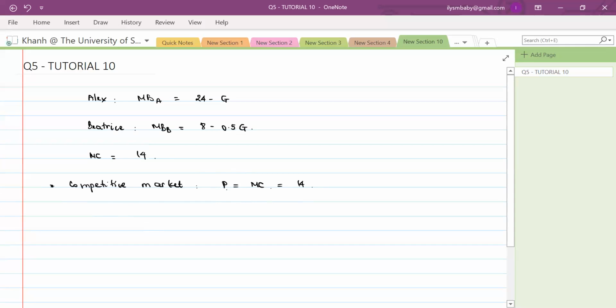At this price, as you can see from here, for Beatrice, the price is higher than the marginal benefit. Even if she's not consuming anything, her maximum willingness to pay is only 8, which is smaller than the price. Therefore she is not going to be happy to pay for anything, so for Beatrice, G is going to be equal to 0.